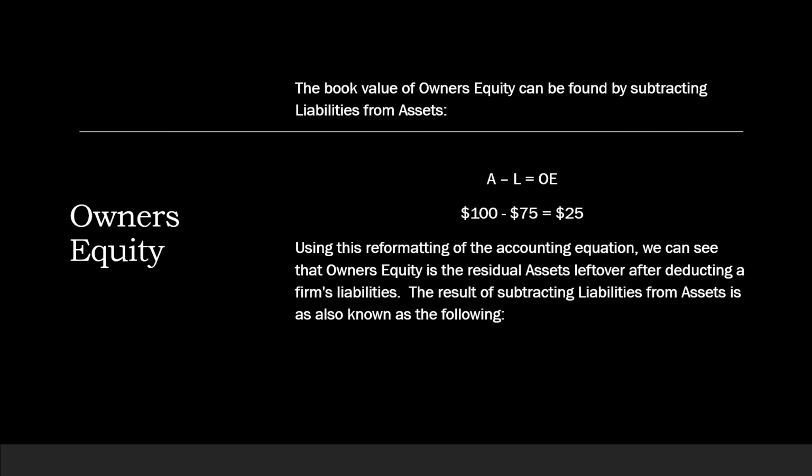We can see that owner's equity is the residual assets left over after deducting the firm's liabilities. The result of subtracting liabilities from assets is also known as the following: net book value, net worth, or net assets. So if someone asks you what's the net book value, or the book value, or the net worth, or net assets, you simply need to take the assets minus the liabilities.